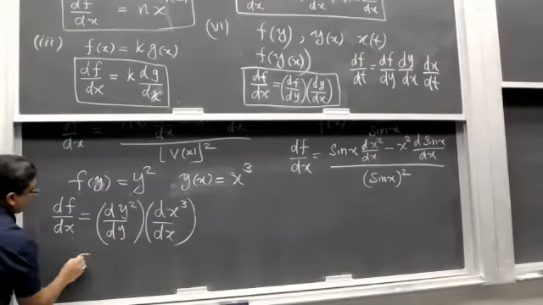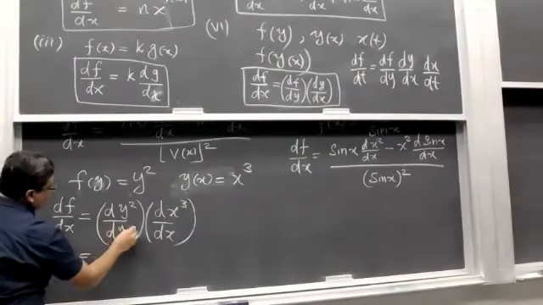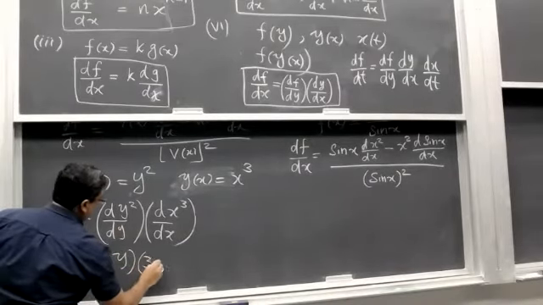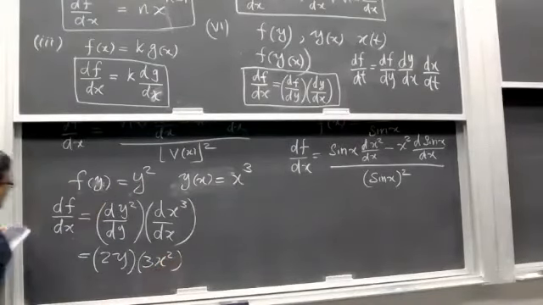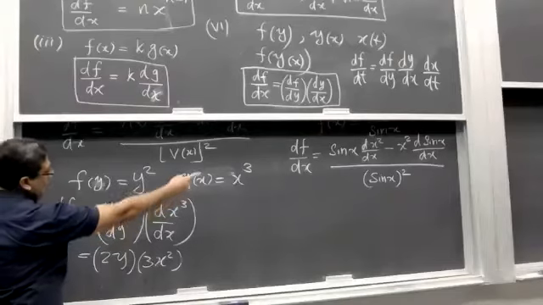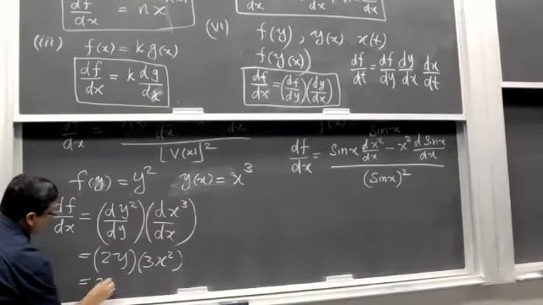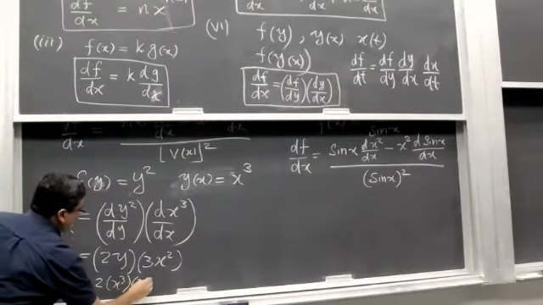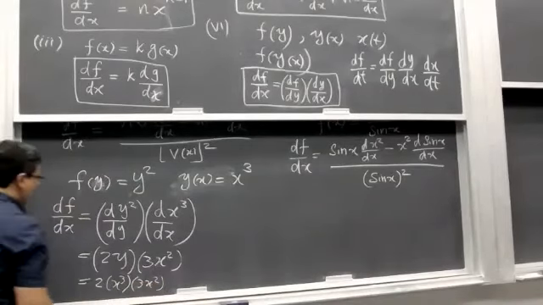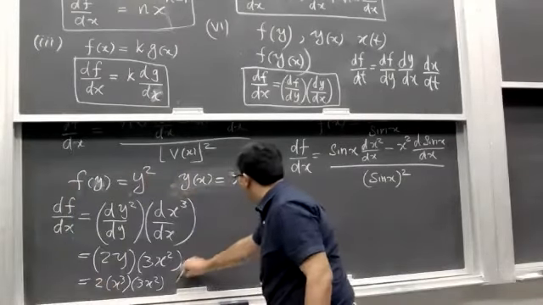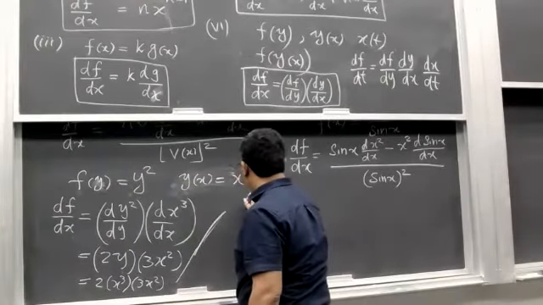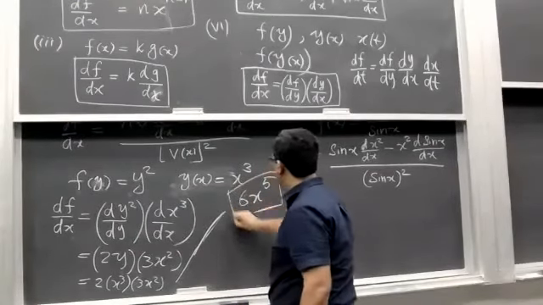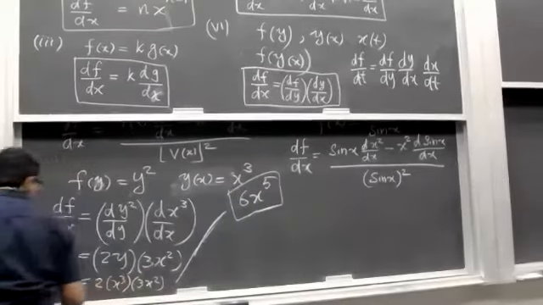Okay, and now if you evaluate, the first term would be 2y, and the second term would be 3x squared. And since we know that y is equal to x cubed, I can substitute the value of y here: 2 times x cubed times 3x squared, and this would be 6x^5, the answer would be. Okay, this is an example of using chain rule.